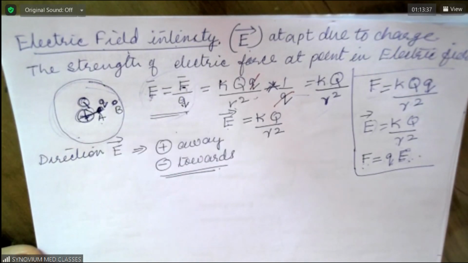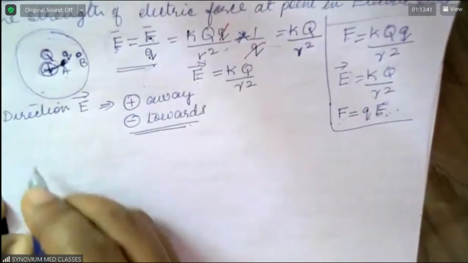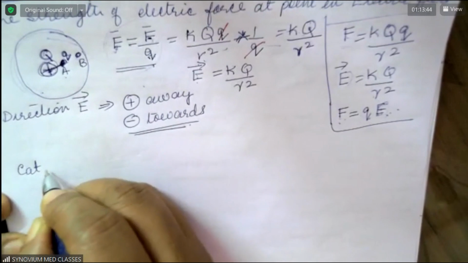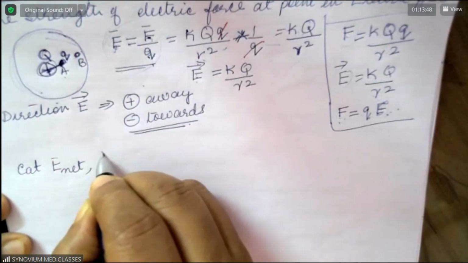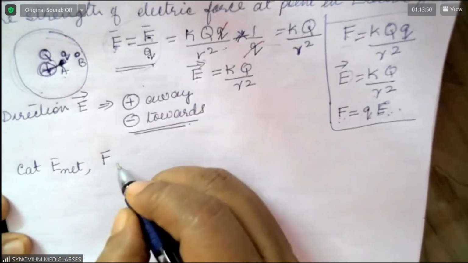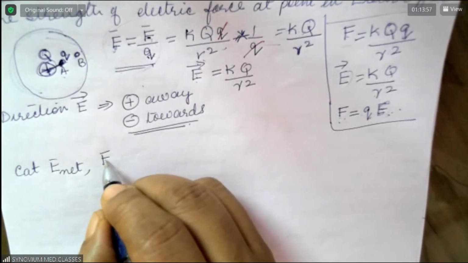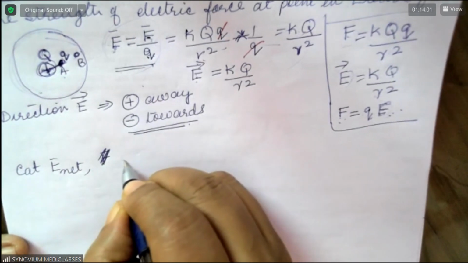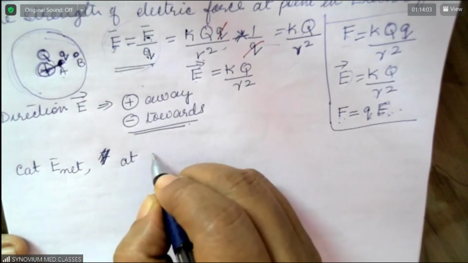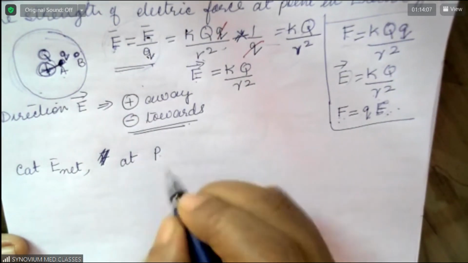Now let me give you a question. You can calculate the net electric field and the force acting on a charge placed at the point. First we find the electric field at the point P.